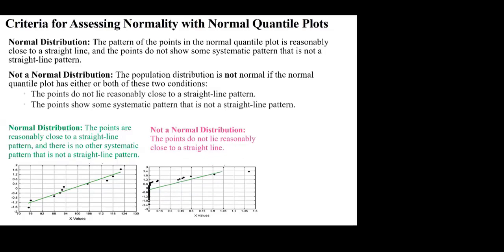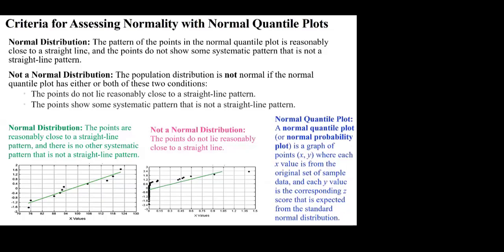Now, what I want to discuss is this last piece, which really puts all of it together. Could somebody read this one in blue, please? Normal quantile plot: a normal quantile plot or normal probability plot is a graph of points x, y, where each x value is from the original set of sample data, and each y value is a corresponding z-score that is expected from the standard normal distribution. Thank you so much. So what is a normal quantile plot? It has pairs as follows, x and y, where y is equal to z, which is x minus mu over sigma.